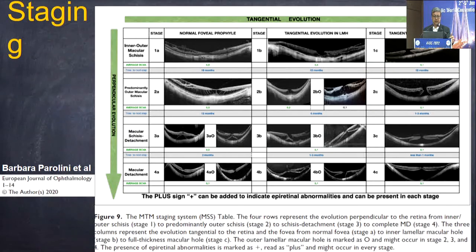There are a lot of classifications of myopic traction maculopathy. This is the classification proposed by Barbara Parolini et al. in 2020.